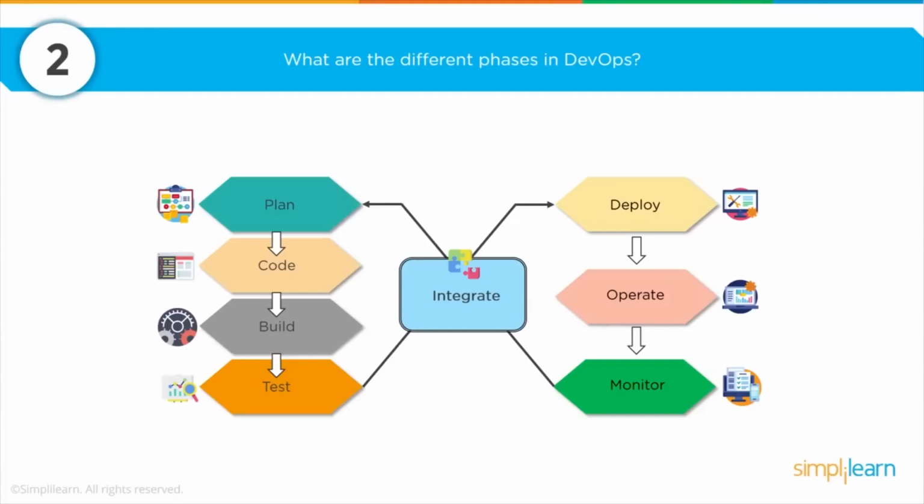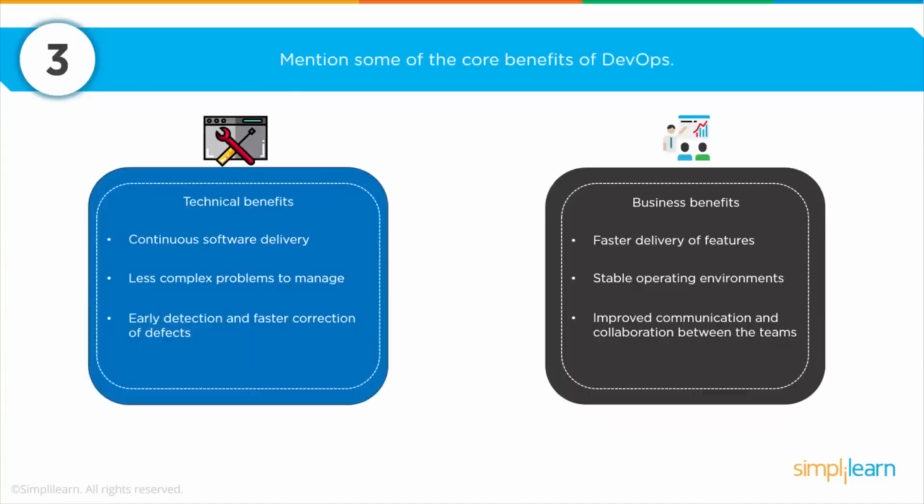So what are the differences between the different phases of DevOps? Effectively, there are two main phases of DevOps. There's the planning and coding phase, and then there's the deploying phase. And you have a tool such as Jenkins that allows you to integrate between both environments. Some of the core benefits that you may have with DevOps are going to be some technical benefits and some business benefits.